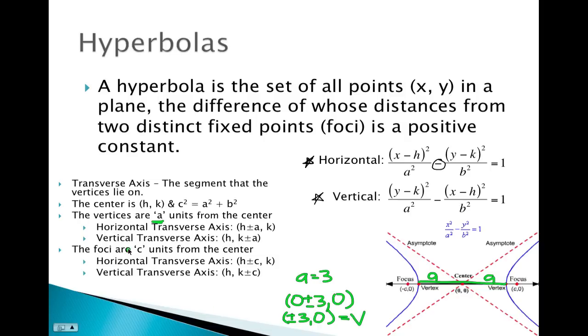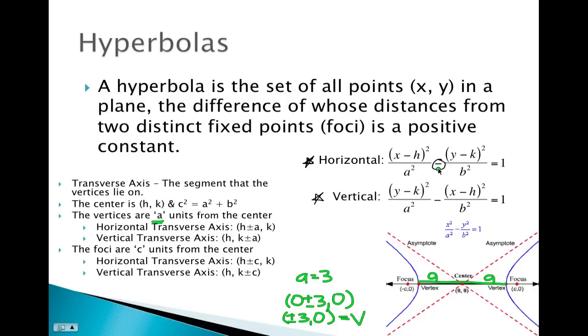Your foci are very similar, but they're c units away from the center. So your foci are going to be c units away from your center. In general, it'll be (h plus or minus c, k) for a horizontal hyperbola, and (h, k plus or minus c) for a vertical one. One thing to note here, these are very similar to an ellipse as far as the equation goes, but we have a couple of key pieces of information that are different.